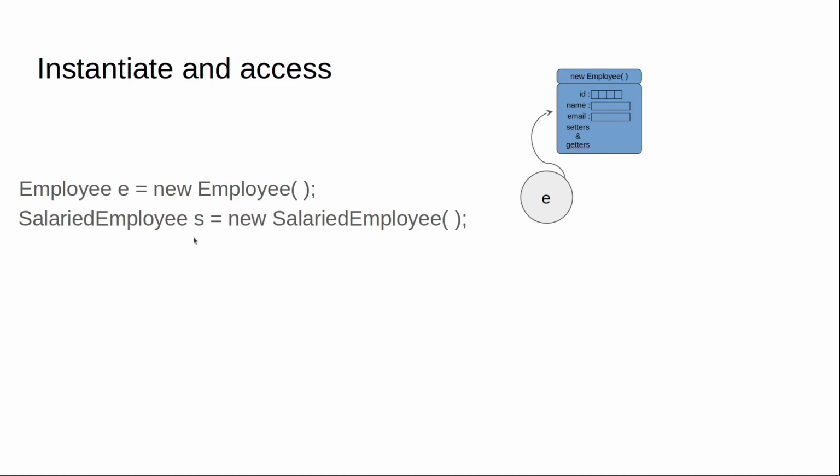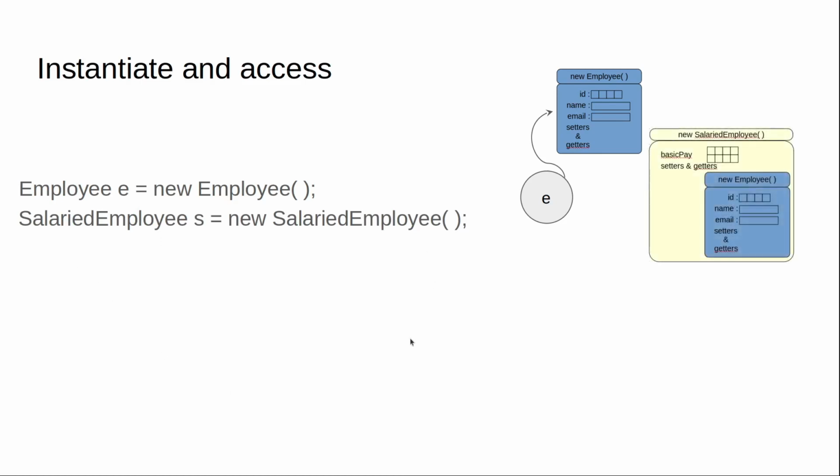Now, if I create an object of subclass salaried employee, it appears like this: an object of subclass new salaried employee, inside of salaried employee basic pay, setters, getters, and then an object of its superclass, that is an employee class object, inside of the salaried employee object and referred with its corresponding variable S, that is the salaried employee class reference variable.